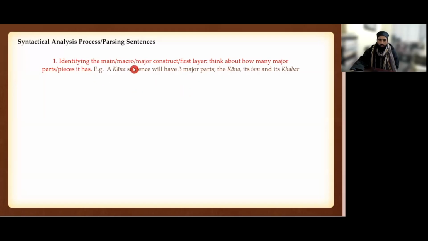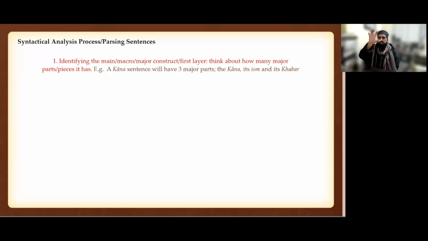So one is always start by identifying the parts of the macro construct, right? You remember we spoke about macro constructs and micro constructs. The macro construct is the main clause or the main sentence, the main structure. So that could be a jumla ismiya, it could be a jumla fi'liya, or it could be any given phrase, like the first sentence is just a phrase, or it could be a modified jumla ismiya, right? So like a kana sentence or an inna sentence.